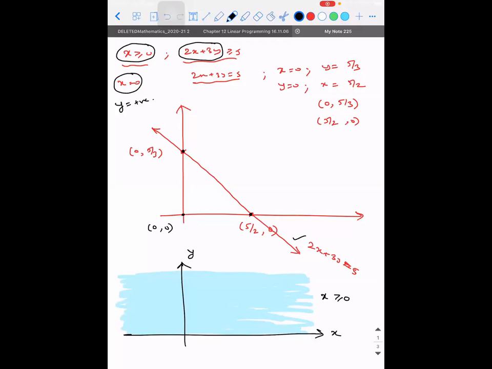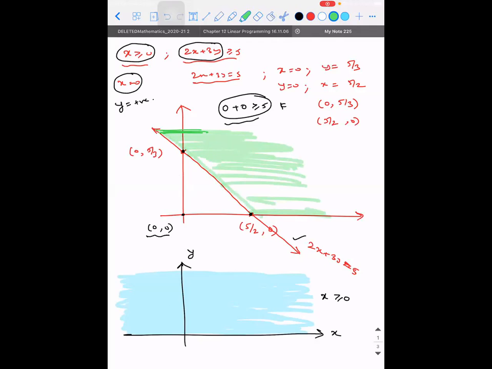So when you substitute the origin, for example, 0 plus 0 is greater than or equal to 5. Is this mathematical statement true or false? False. So when I substitute the origin, if my mathematical statement comes out to be true, then I need to shade the region which contains the origin. If not, I should shade the region which does not contain the origin. So 2x plus 3y is greater than or equal to 5 will be this region. Guys, am I clear with this?